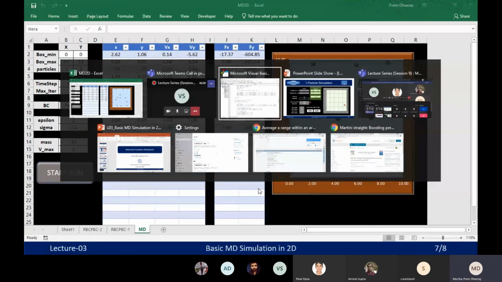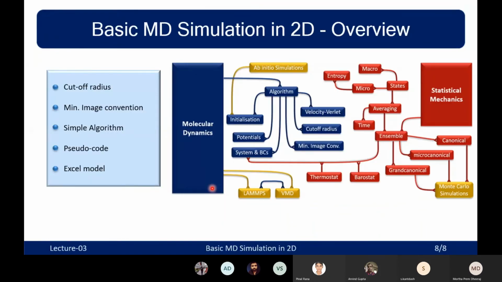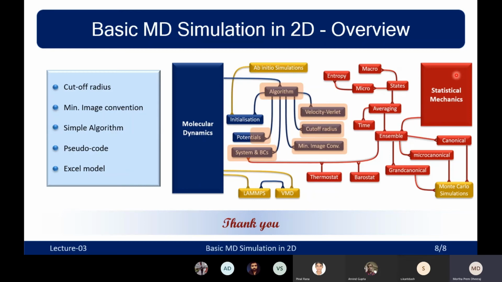So let's get back to the slides now. Before I conclude, I would like to give you an overview of what we have done in this particular session. We started with recapitulating all the elements in the algorithm that we have already discussed, and then we have taken some time to understand cutoff radius and minimum image convention. We've also spent a little time on initialization, and then we've seen a pseudo-code and a simple algorithm for molecular dynamic simulations in 2D, and then the Excel model of implementing molecular dynamic simulations. So this is for today, and in the next class we will have possibly some overview about initialization, and then we'll move on to the statistical mechanics aspect of MD simulations. So thank you all. I'm open for questions.